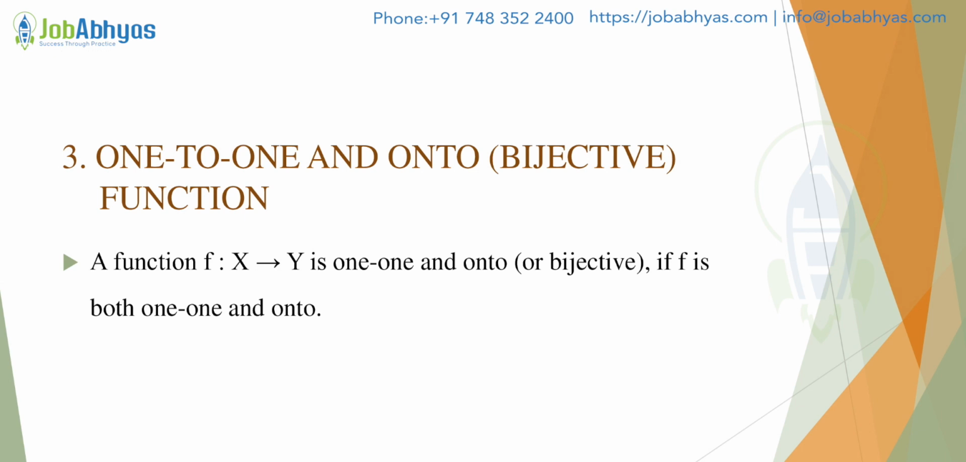Another type of function is one-to-one and onto, or we can say bijective function. A function f from X to Y is bijective if f is both one-to-one and onto.